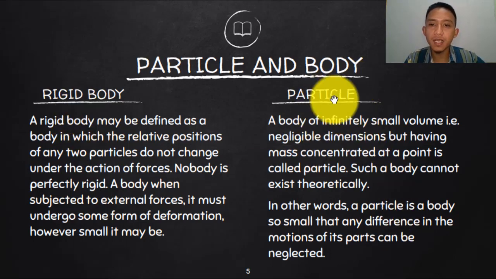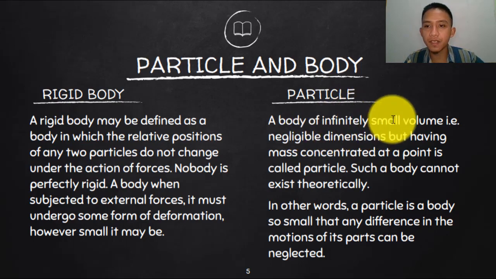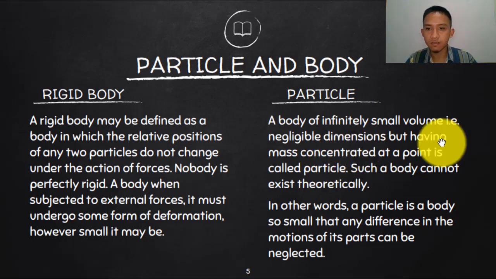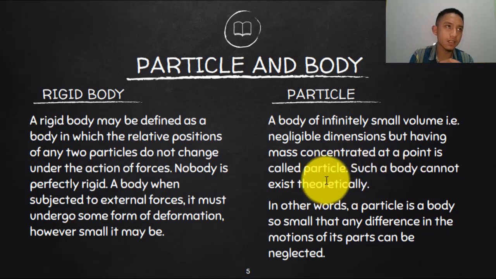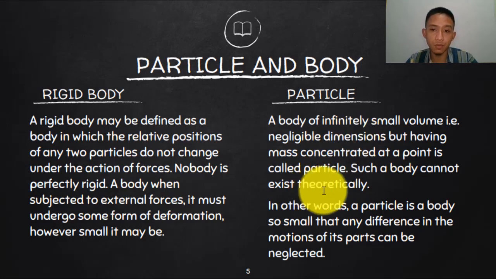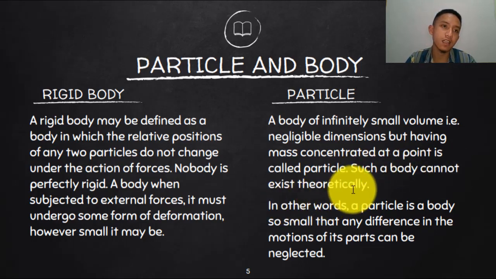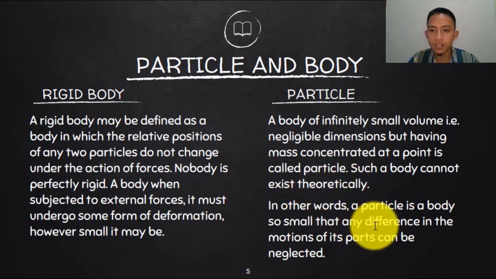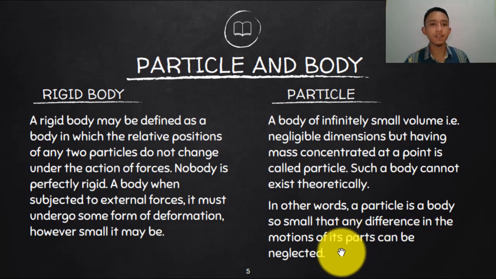Particle. How about a particle? That is a body of infinitely small volume. Example, a very small body with a negligible volume. That is called a particle. A body that has a negligible dimension, or a very small volume, is what we call a particle. Such a body cannot exist theoretically. In other words, a particle is a body so small that any difference in the motions of its parts can be neglected. So this is now the difference from a body.